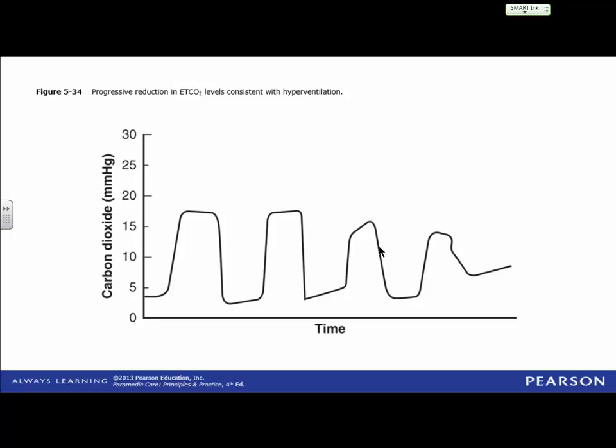Shorter and decreasing. Not a low level of CO2 held constant, but decreasing, because what's happening as you hyperventilate, you're washing CO2 out. What also do you notice about the baseline there? We're not getting all the way back to zero. We're not getting time to completely rid all the CO2 and take in a good breath. There's even probably some rebreathing of CO2 in this situation.